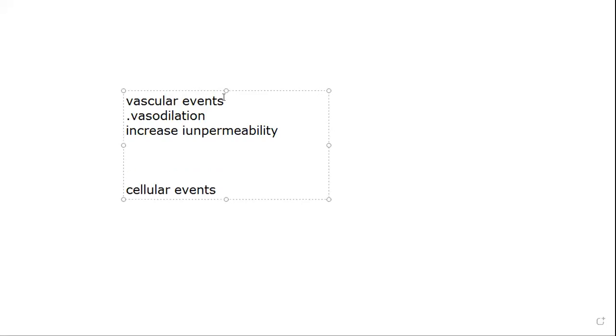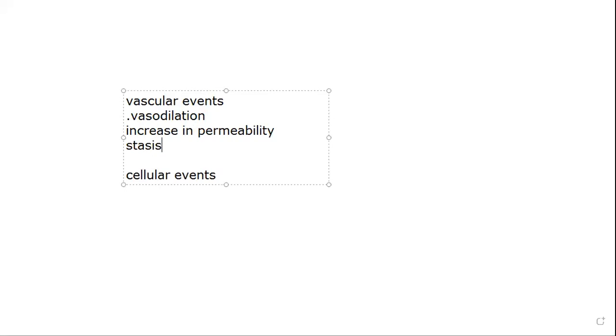Permeability. Then we have what we call increase in permeability. And then you have what we call stasis. Yeah, stasis. So now what happens is this. Let me draw a blood vessel, because I'm going to summarize everything we are supposed to talk about in this paper.